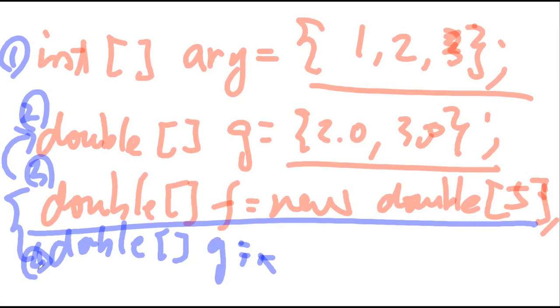So what's number 2? Number 2, you have the double 2.0, 3.0, a 2-element array, right? How about number 3? What will you get with number 3? Do you have only 5? You have 5 double values of what?